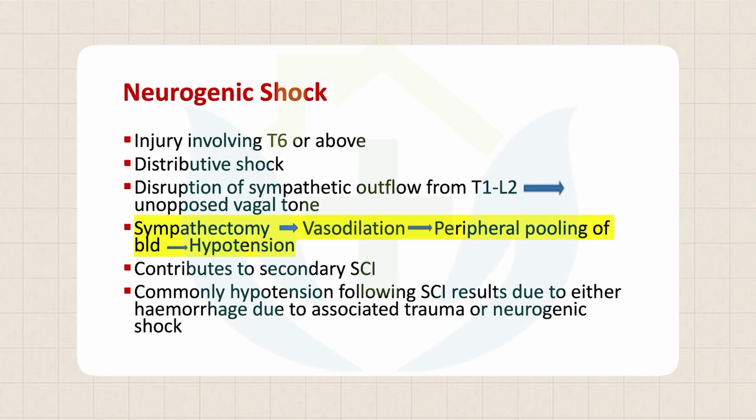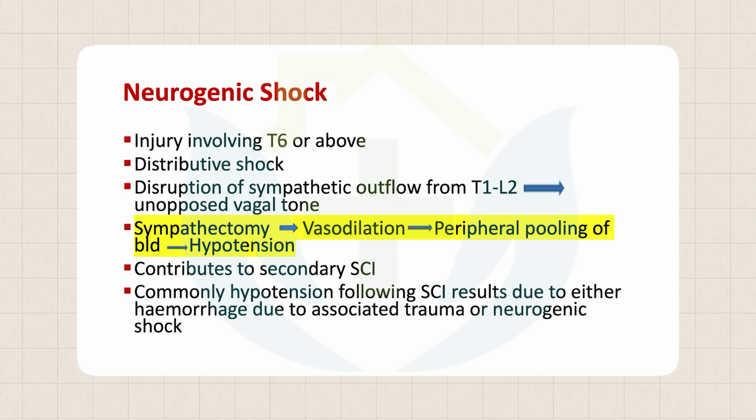Now, as I said, spinal shock is related to the loss of sensation. Neurogenic shock has to do with the sympathetic loss. It is seen purely if you have a lesion above T6. As we know, there is a mnemonic that sympathetic is thoracolumbar, parasympathetic is craniosacral. So the sympathetic discharge is thoracolumbar.